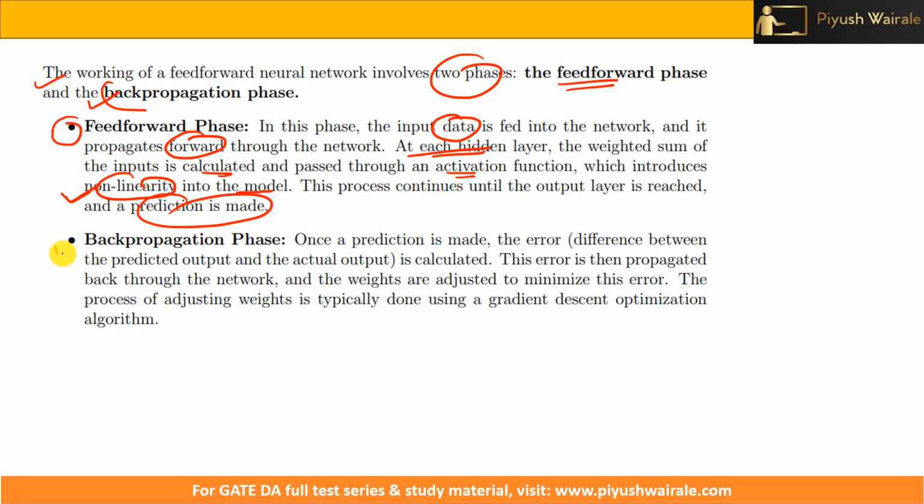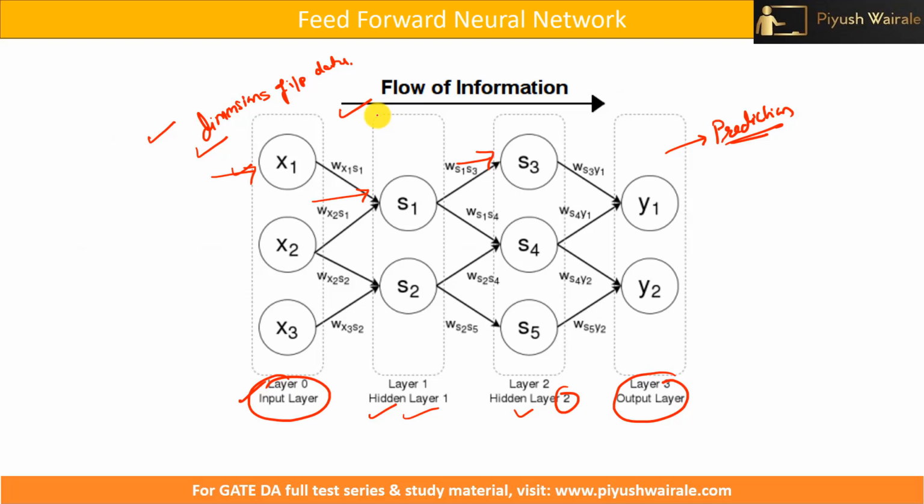And how does back propagation work? Once the prediction is made, the error, that is, the difference between the predicted output and the actual output, is calculated, and this error is then propagated back through the network, and weights are adjusted to minimize this error. If you observe this network, it will have inputs, for example x1, x2, and here some weights w1, w2. So how do we calculate these weights w1 and w2? Basically we have to iterate on these weights.